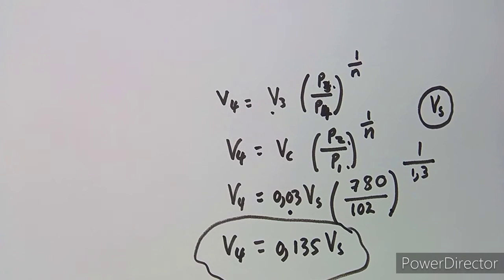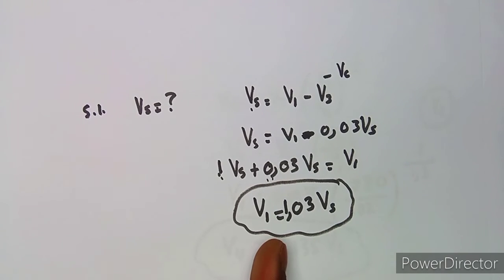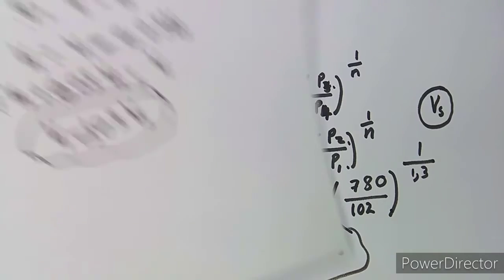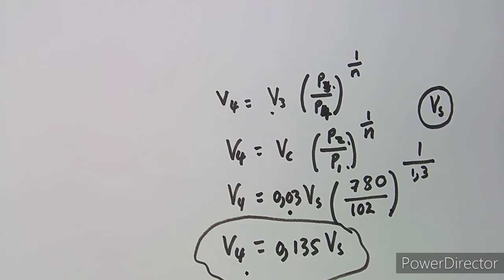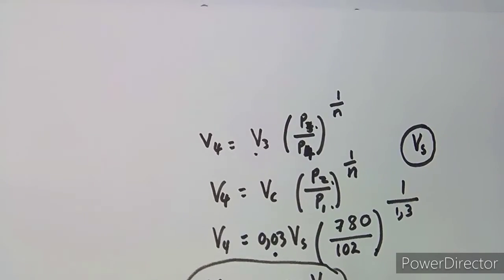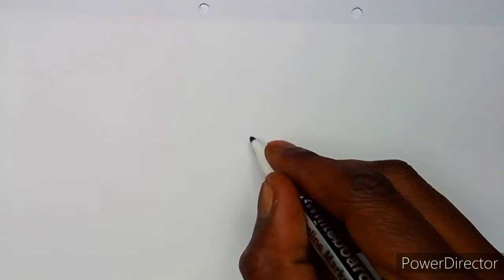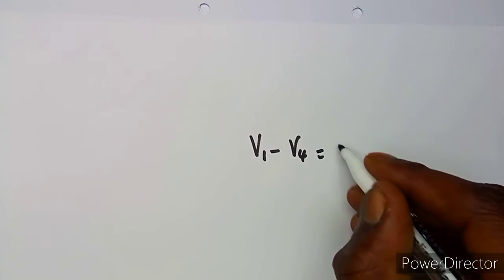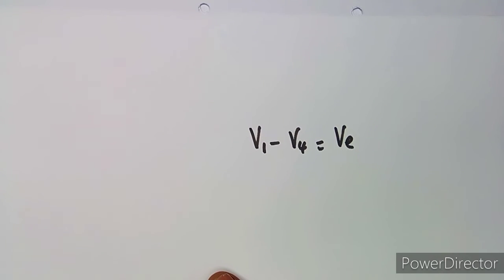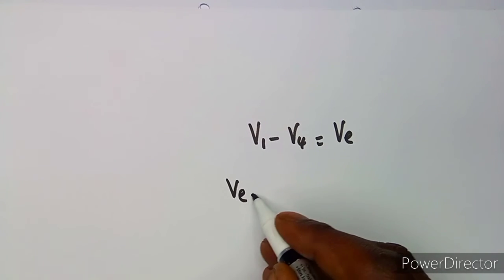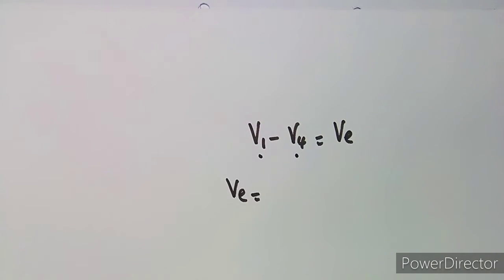We have V1 in terms of Vs. Here I want you to see something. We have V1 in terms of Vs, we have V4 in terms of Vs, but we say that the difference between these two is going to give us VE. So V1 minus V4 must give us VE. If that is the case, therefore our VE is going to be V1 minus V4 in terms of Vs, which is our stroke volume.